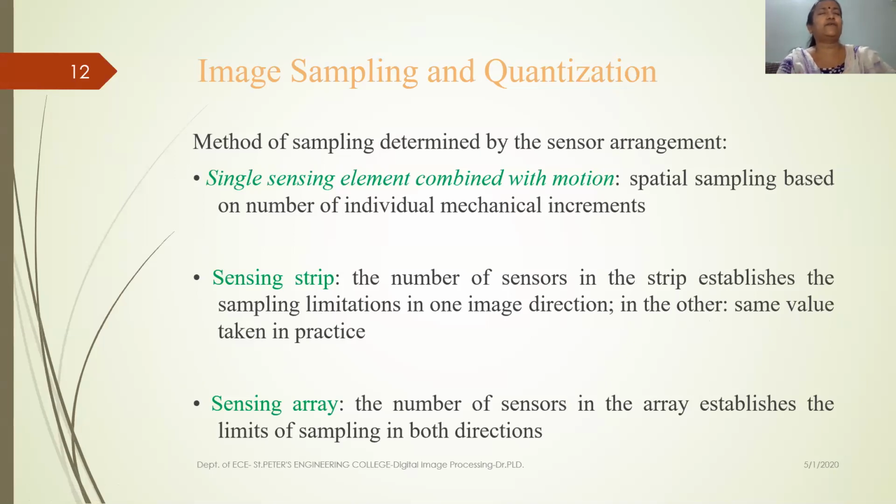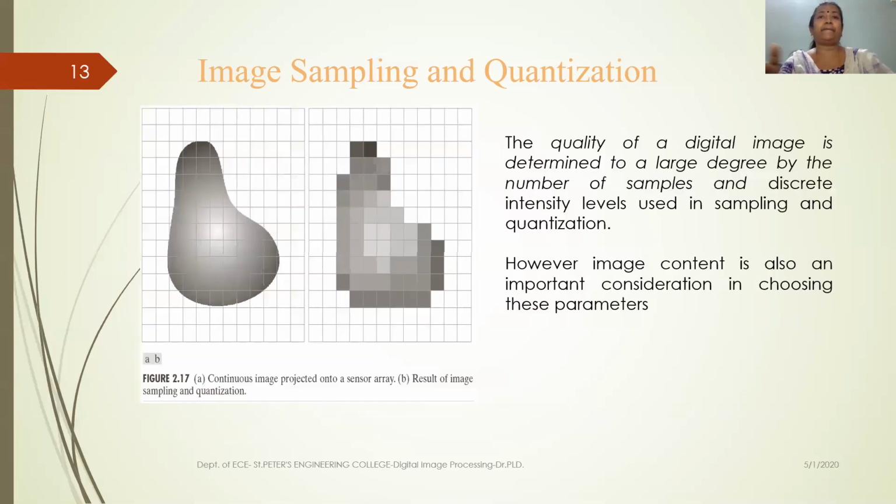If the same elements are repeated for sensing objects or capturing images, that sensing device we call a strip. And if these sensing elements are arranged in an array, the number of sensors in the array establishes the limits of sampling in both directions, horizontal as well as vertical. That we call a sensing array.